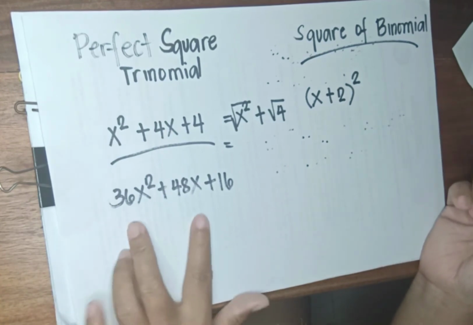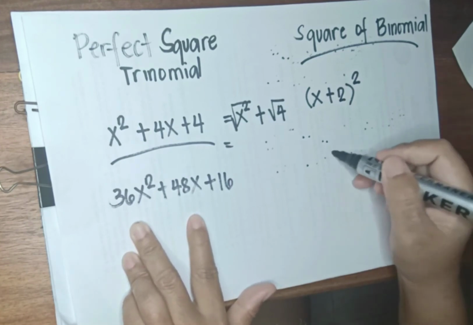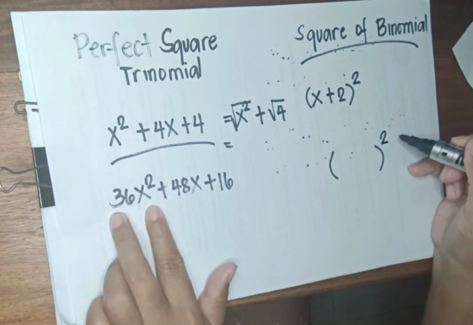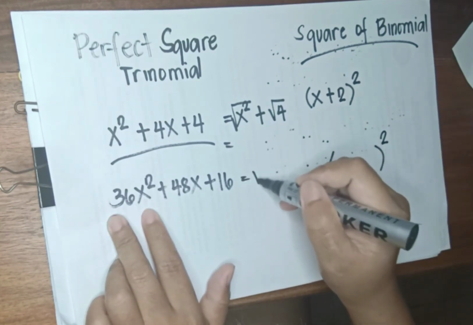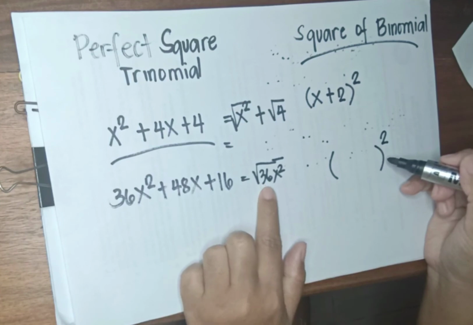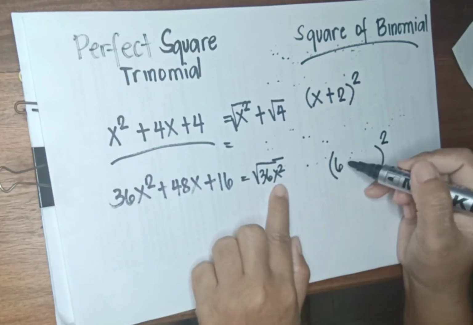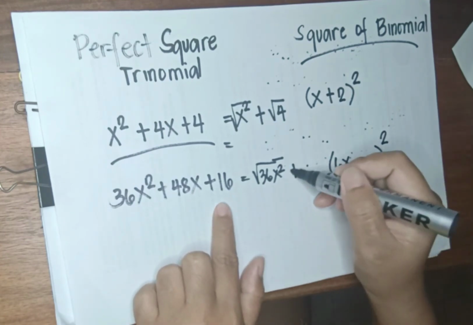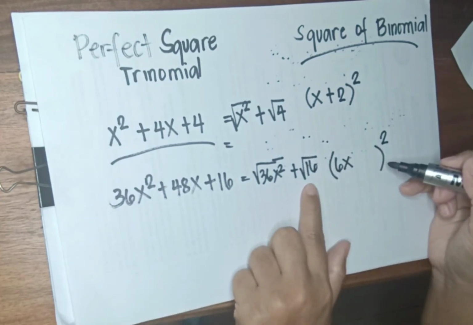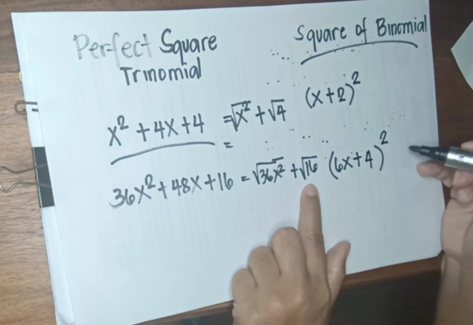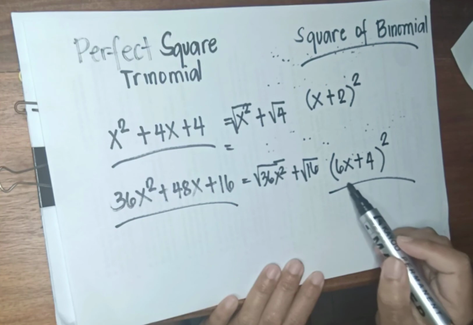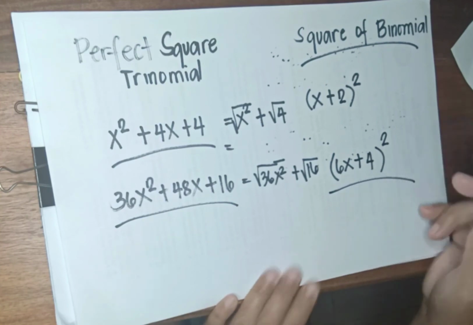Okay? So, gawin din natin dito sa example number 2. So, you prepare now your parentheses with an exponent of 2. And then, you go to your first term. First term muna. You get the square root. 36x squared. What is the square root of 36? 6. Anong square root ng x squared? X. And then, you go to your last term, 16. You get the square root. Ayan. What is square root of 16? Yes, that is positive 4. So, therefore, this perfect square trinomial, when transformed to square of binomial, will become the binomial 6x plus 4 squared.